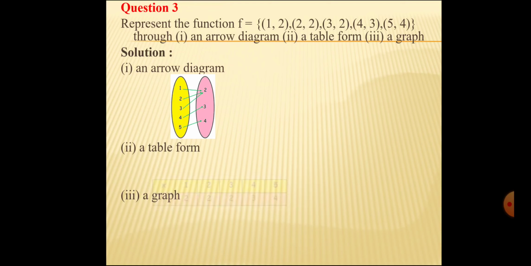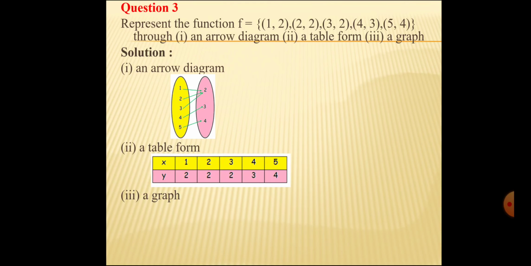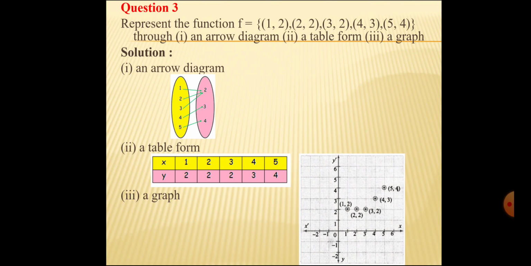Next a table. X, Y you want to mention. The elements of x, you know, are 1, 2, 3, 4, 5. The elements of y are from the second place: 2, 2, 2, 3, 4. Next for the graph, you also need to know the points. What are the points? You see the question. So you mark in the graph 1, 2; 2, 2; 3, 2; 4, 3; 5, 4.